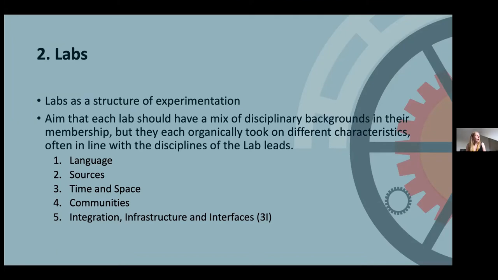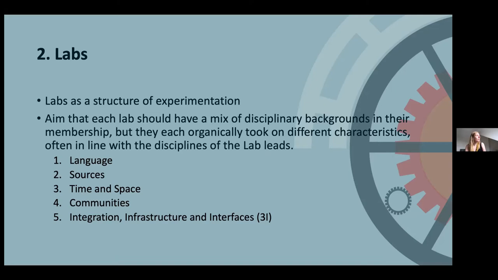And you'll know that if you work in the humanities, there's been an explosion in the use of this word to describe research centers, especially in media studies and DH, as well as cultural heritage organizations. But that concept of experimentation and launching experiments was important to us because of the freedom we've been allowed to try new things at the outset. So we created these labs at the beginning: the language lab, the sources lab, time and space, communities, which is actually more about engaging with different communities outside the project, and then our infrastructure lab.